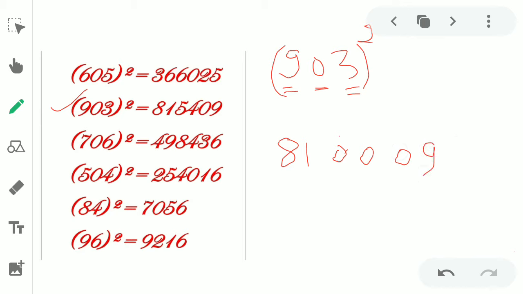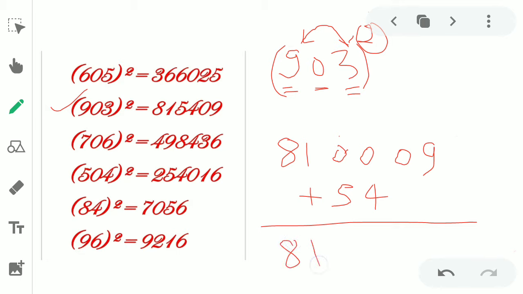Now, we will multiply these numbers. 9 multiplied by 3 is 27. We will double it, which is 54. We write it in the middle and add to the above number. So, we get 815409, which is the answer.